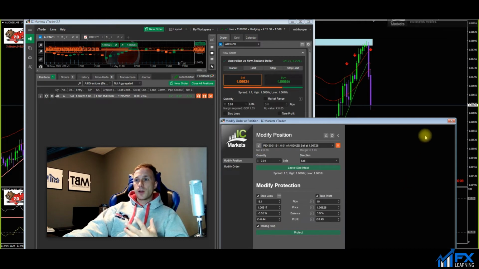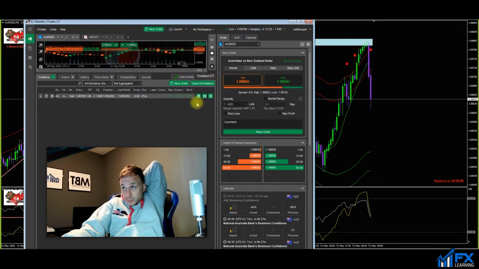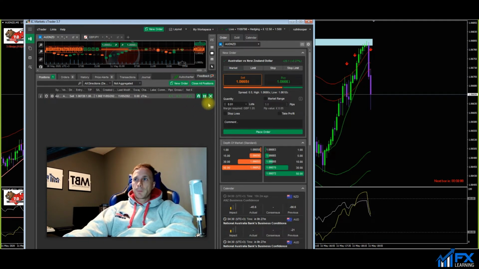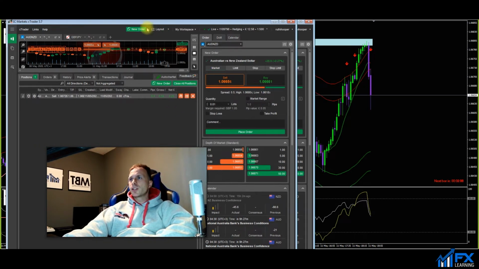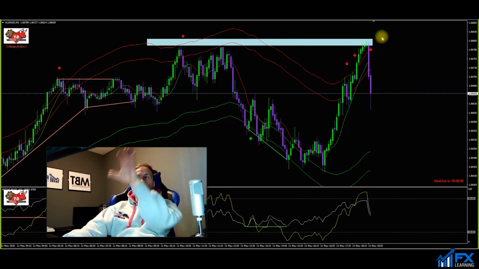So this is now, for me, a risk-free trade. I'm just going to leave this trade to run. I've now put a trailing stop on it. So as you can see here, perfect example.